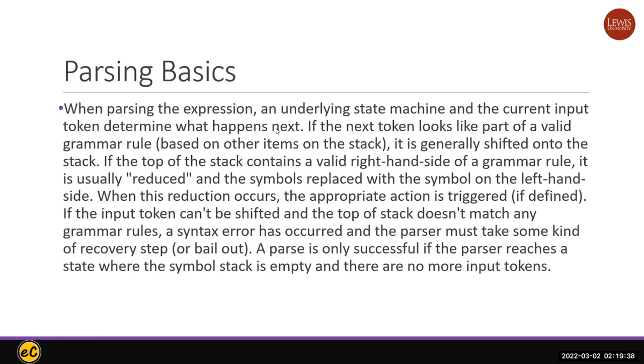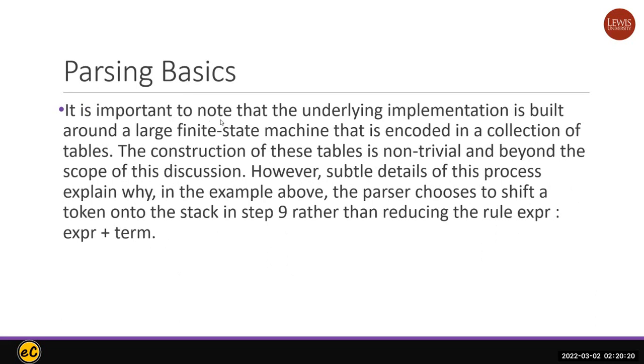Okay, so when parsing the expression, the underlying state machine and current input token determine what happens next. Okay, if the next token looks like part of the valid grammar, it generally shifts onto the stack. If the top of the stack contains a valid right-hand side grammar rule, you usually reduce. So that means that the whole thing is combined to reduce to a left-hand side symbol, okay, and trigger the value evaluation. If the token cannot be shifted to the top of the stack and does not match any grammar rule, a syntax error will be generated. A parse is only successful if the parse reaches the end of the token stream, okay. So it's important to know that the underlying implementation is built around a large finite state machine that is encoded in a collection of tables. The construction of these tables is non-trivial and beyond the scope of this discussion. However, subtle details of this process explain why.